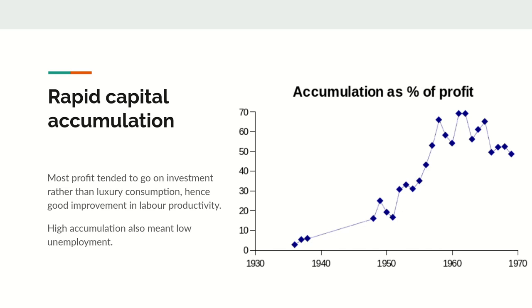Most profit in this period went on investment, not luxury consumption, and this led to good improvements in labour productivity. If you look at this graph, it rose rapidly, capital accumulation, and from the mid-50s onwards, or late 50s onwards, more than half of profits were being accumulated. And a high accumulation rate also meant low levels of unemployment. It is the rate of reinvestment of surplus value that tends to determine the level of employment.